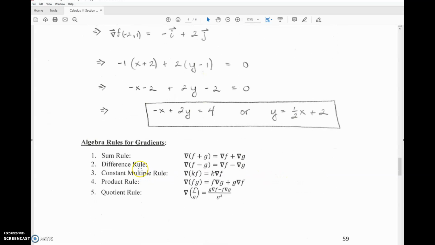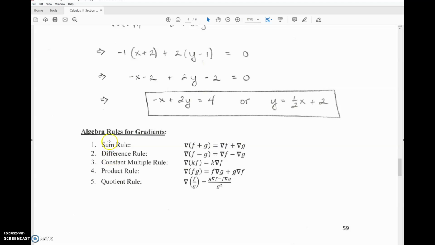So really quick before moving on to the next page, let's look at the algebra rules for gradients. The summation rule: if I take the gradient of f plus g, I can take the gradient of each separately and add them together. Same with the minus, of course. If I have a constant times f, I can just pull the constant out front. Notice these are very similar and actually just like our typical rules for taking derivatives.